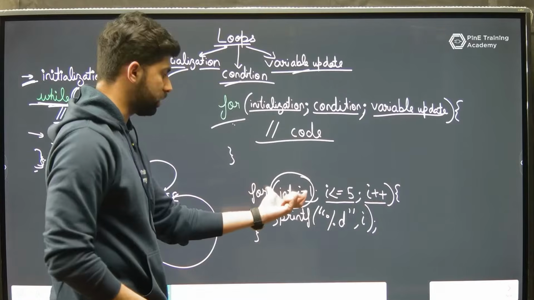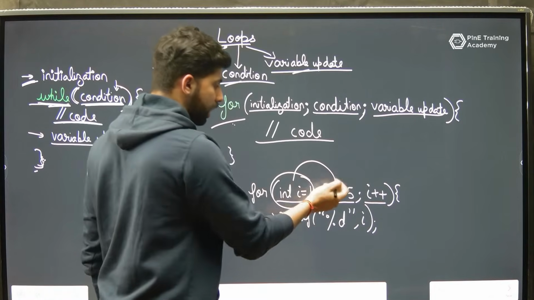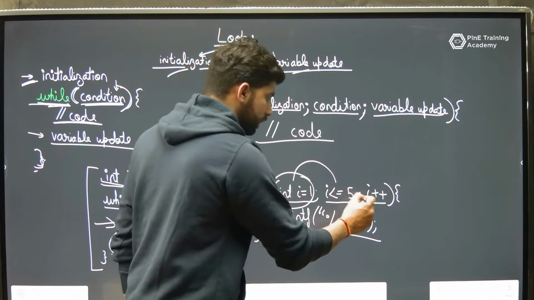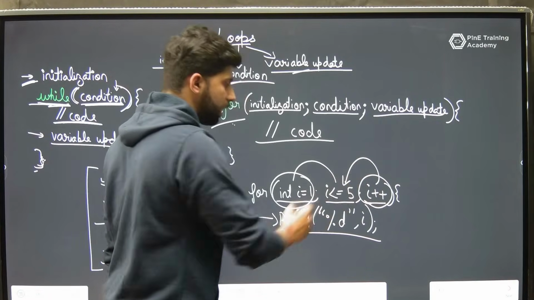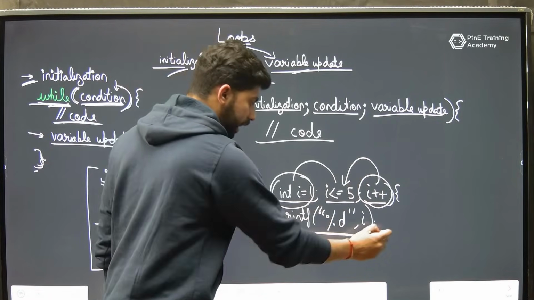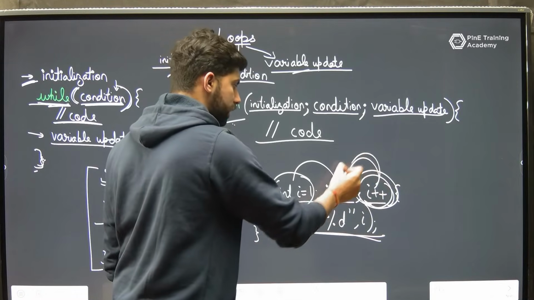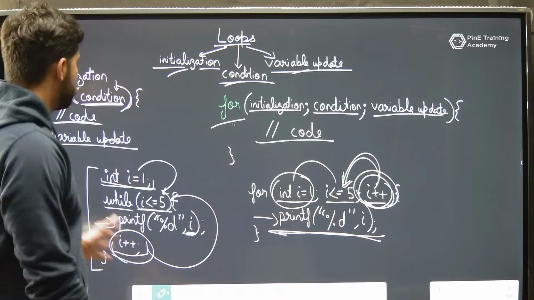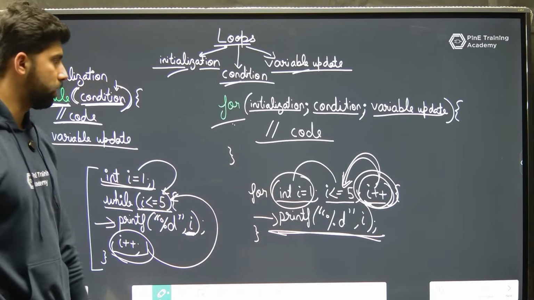What happens is this line runs first, i equals to 1, then we check the condition. If the condition is true, we run our code, then the variable is updated, then we again check the condition, then we again execute the statement, then we again update the variable, then we again check the condition, and so on. So this is our while loop and this is our for loop.